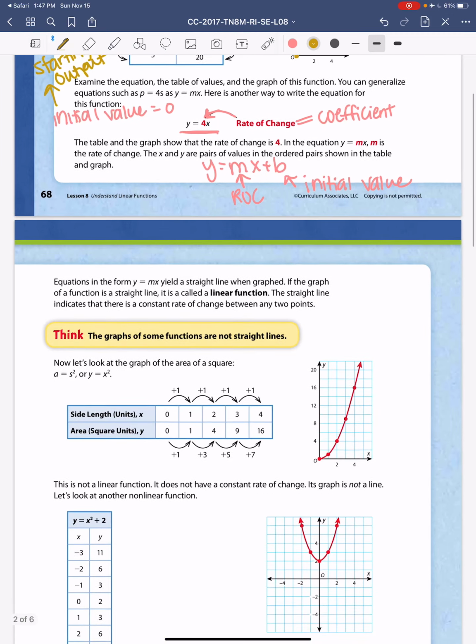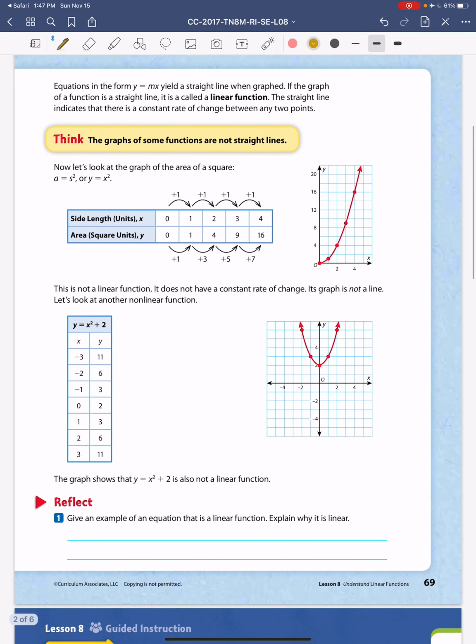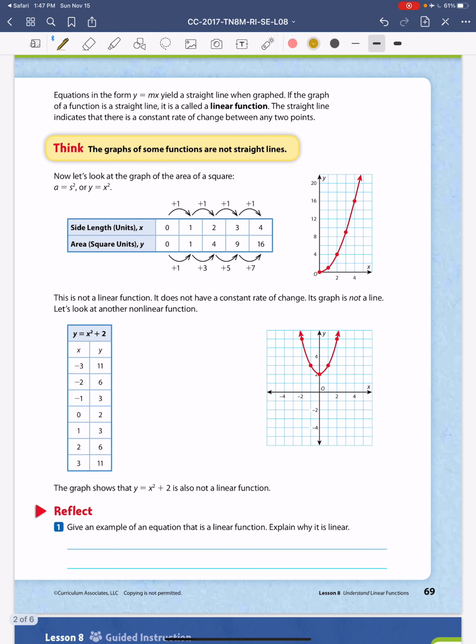All right, moving on. Equations in the form y equals mx yield a straight line when graphed. If the graph of a function is a straight line, it's called a linear function. So go ahead and underline that or highlight it or something. If the graph of a function is a straight line, it's called a linear function. The straight line indicates that there is a constant rate of change between any 2 points. Make sure you highlight that as well. The straight line indicates that there is a constant rate of change between any 2 points.